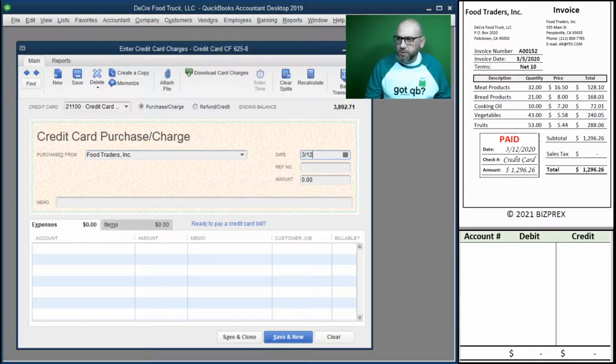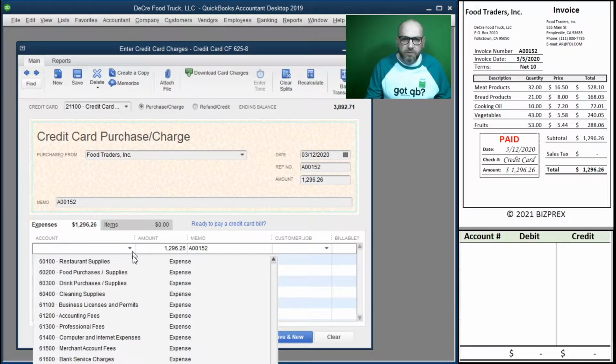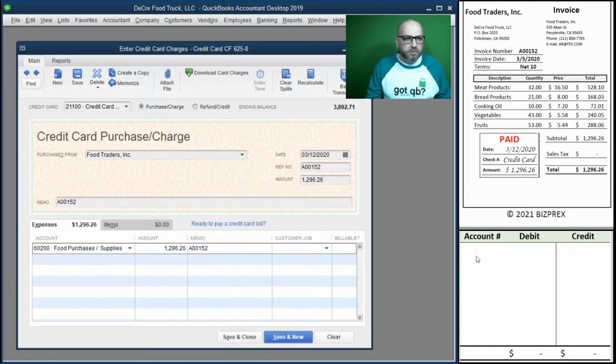Make sure we enter the date that we paid it, not necessarily the invoice date, because sometimes we pay not in the same month. We're very much familiar with this by now, but still, let's keep working on it. So that's our supplies, food purchases, supplies. Very good. Again, our liabilities are going up, and therefore they're credited. And our expense account goes up as well, and therefore it's debited.